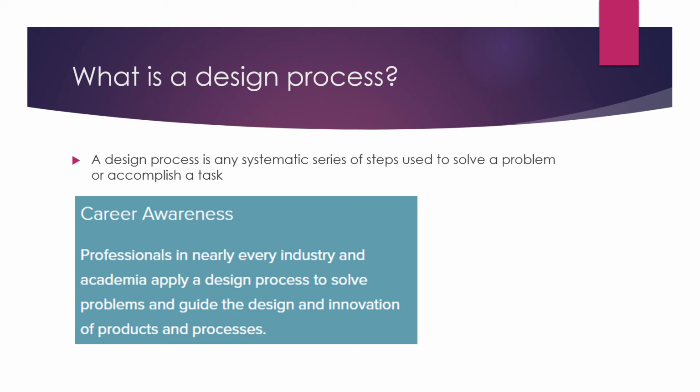So what is a design process? And notice the indefinite article there, a design process. A design process is any systematic series of steps used to solve a problem or accomplish a task. The key thing about it is it's systematic. You move from one step to the next in your endeavor to solve a particular problem. There are many different design processes. There's not like a right one or a wrong one. So that's what we're talking about. Like, you're given a problem, how do you go about solving that problem?